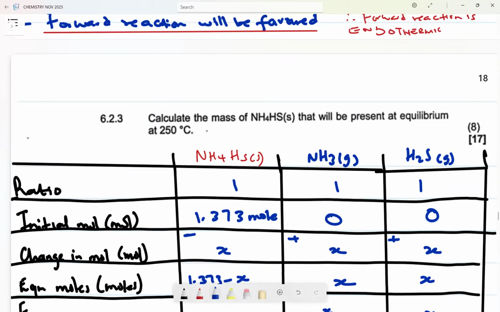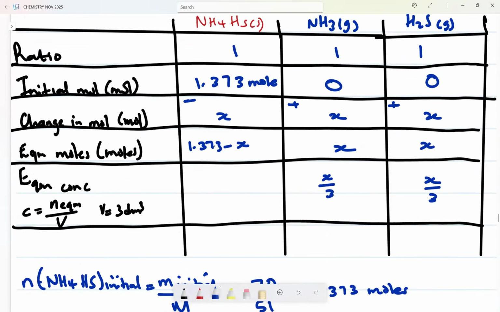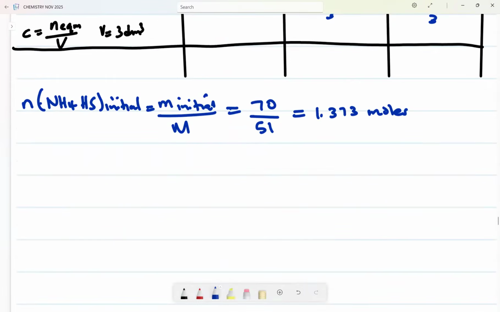So the question was, calculate the mass of this one that will be present at equilibrium. So I need to find the equilibrium moles first, okay? And then now Kc is going to be the concentration of the products, which are my NH3 and then H2S.